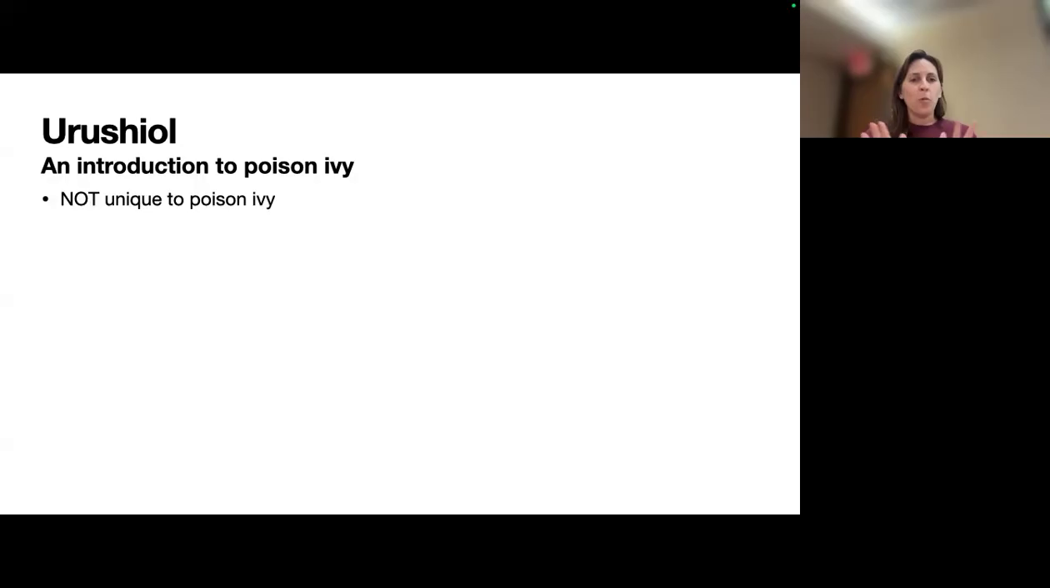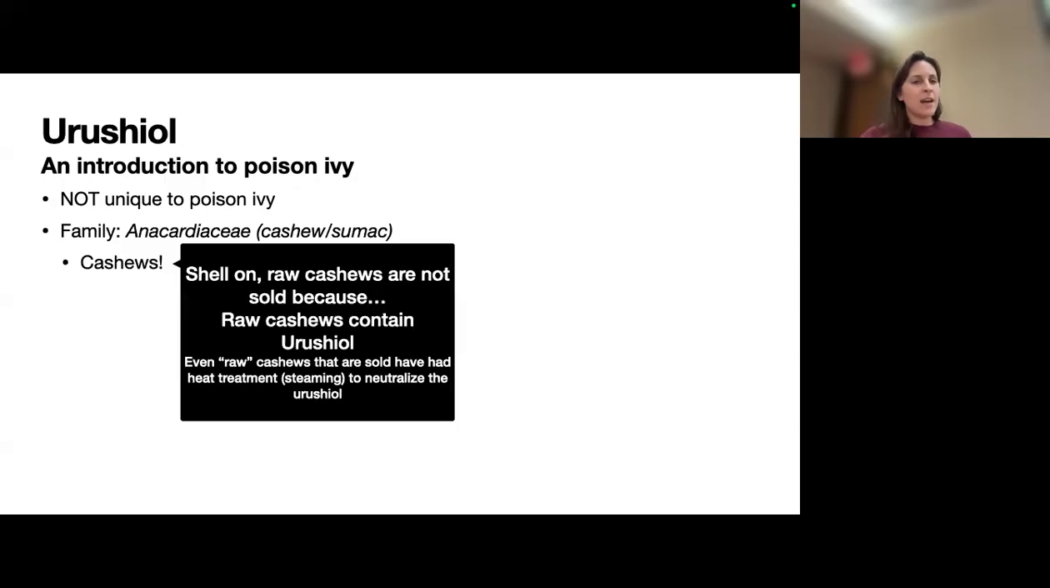So what is something that is really cool about urushiol is that it is not unique to poison ivy, sumac, and poison oak. It is actually something that is produced by many plants within the family of the Anacardiaceae, which is the cashew and sumac family. And so with that, you might have heard that we do not sell raw cashews with the shell on. And this actually has to do with the urushiol that is present with raw cashews with the shell on.